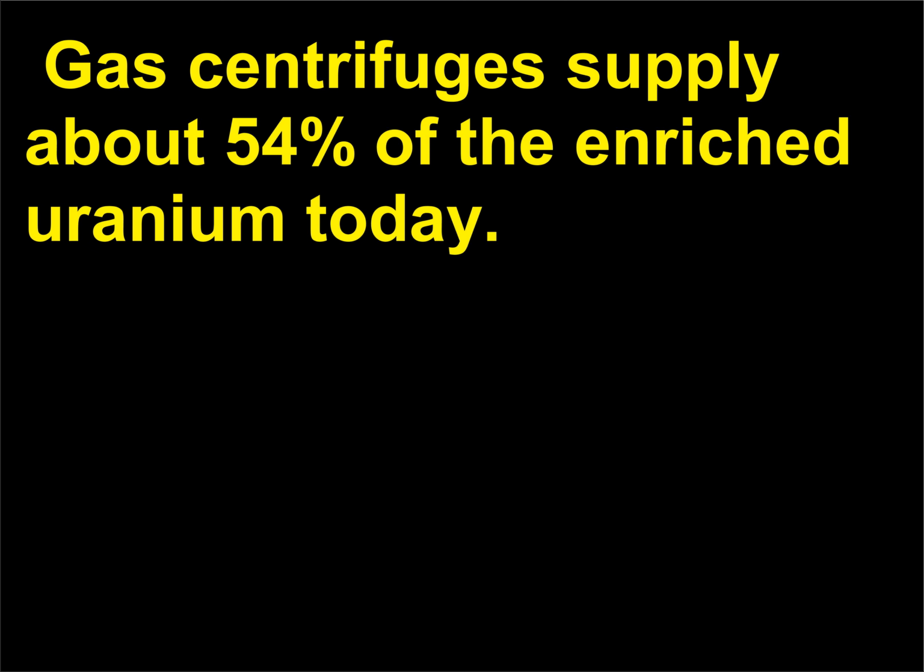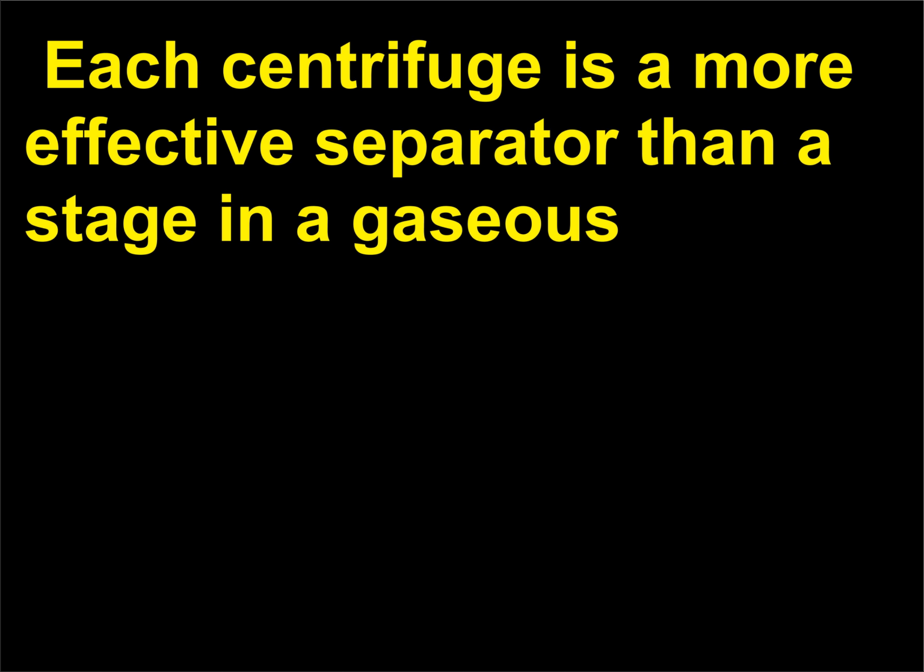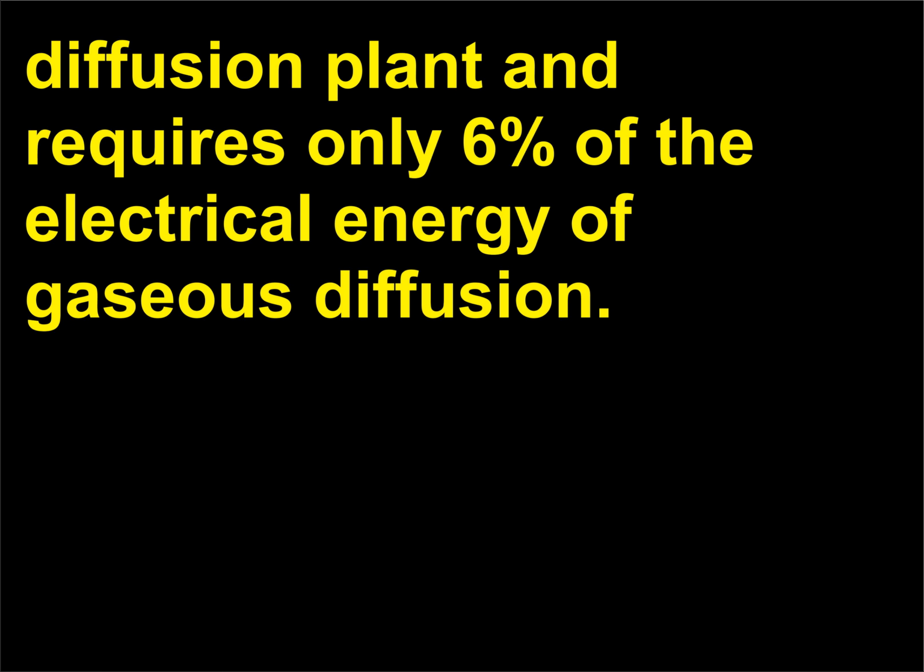Gas centrifuges supply about 54% of the enriched uranium today. Each centrifuge is a more effective separator than a stage in a gaseous diffusion plant and requires only 6% of the electrical energy of gaseous diffusion.